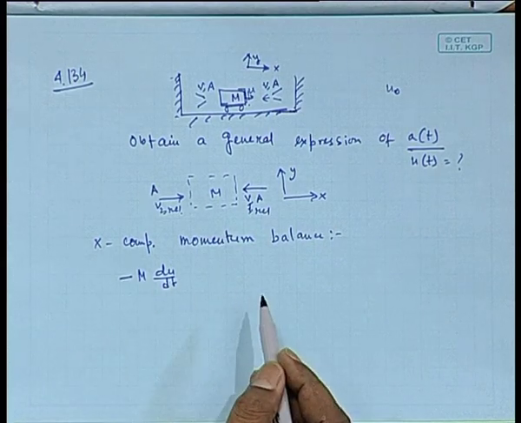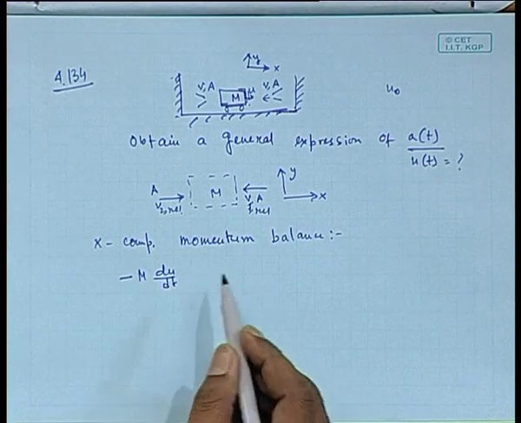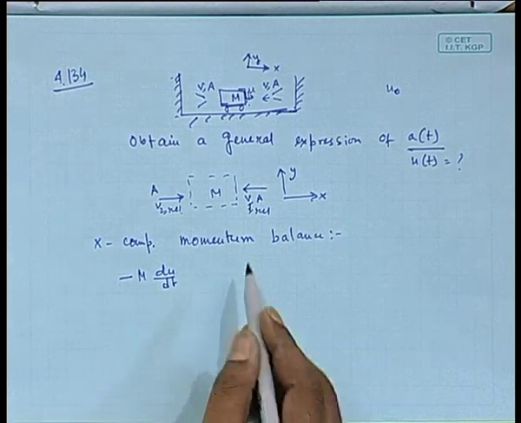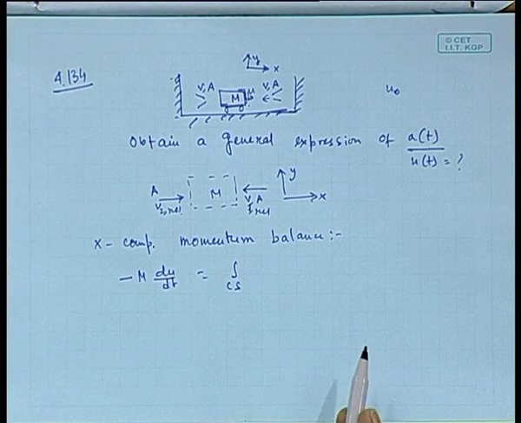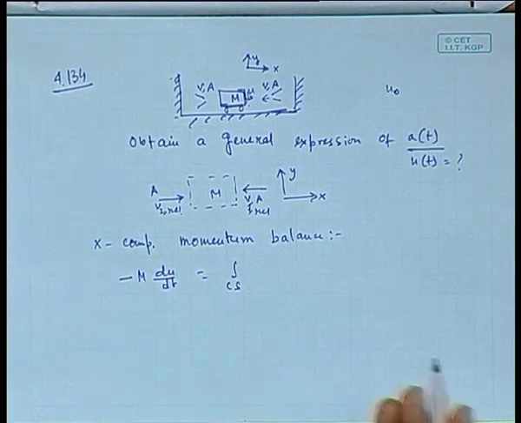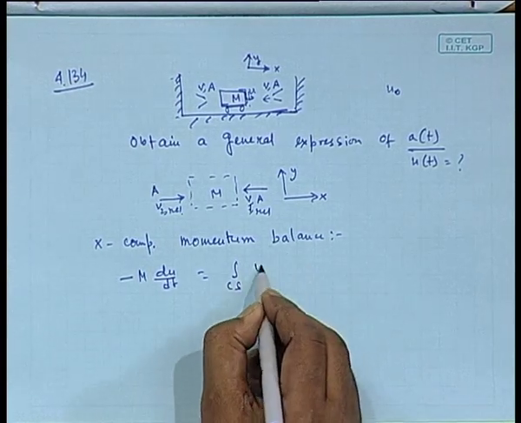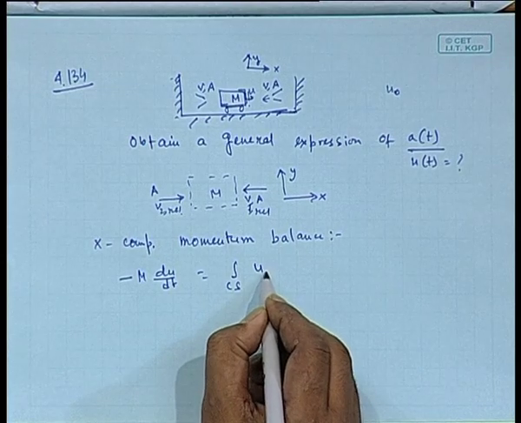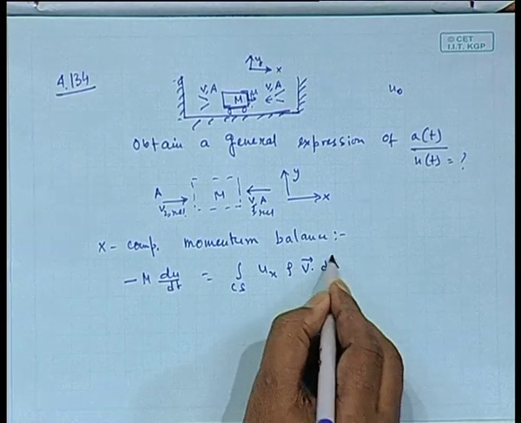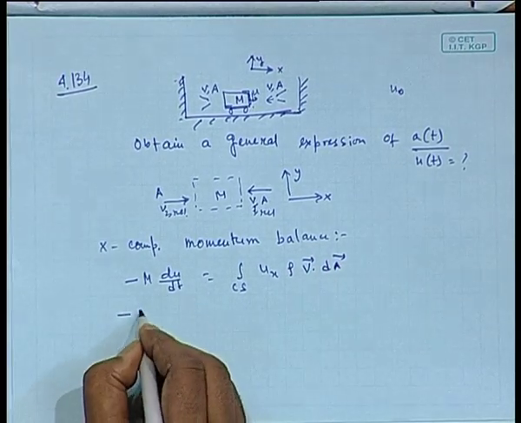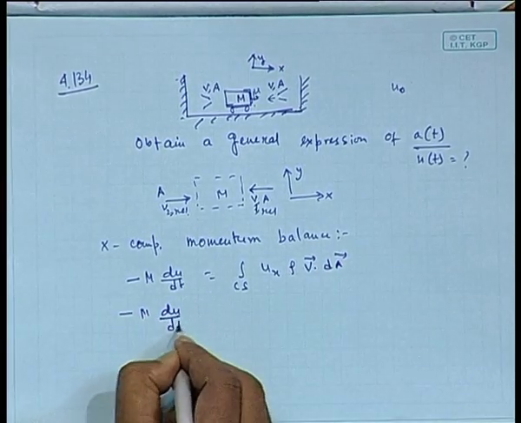So, what is left on the left hand side of your equation of motion will be minus m du dt is equal to, that local derivative will be 0, because there is no mass of water that is sticking to the car, the net flux over the cross section area, there is u relative in the x direction rho v dot dA. Okay. So, this becomes minus m du dt.